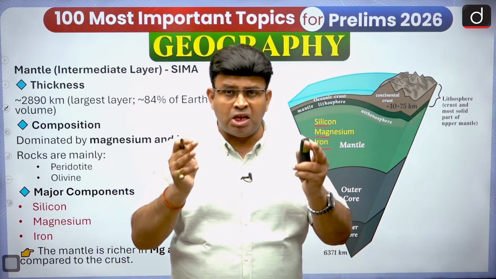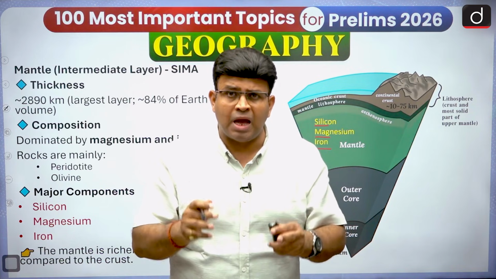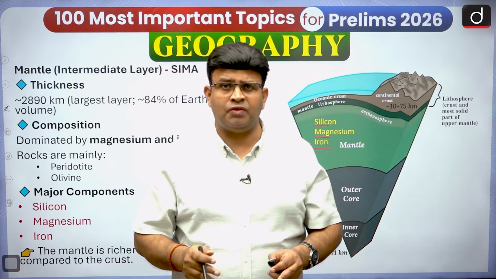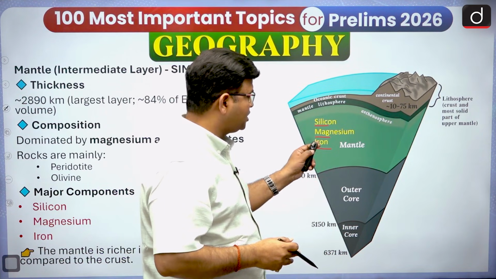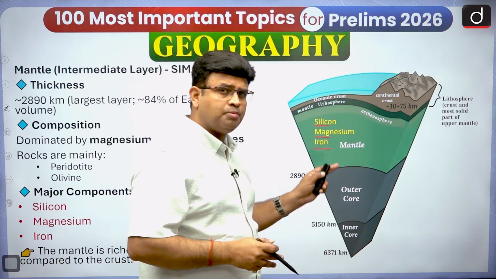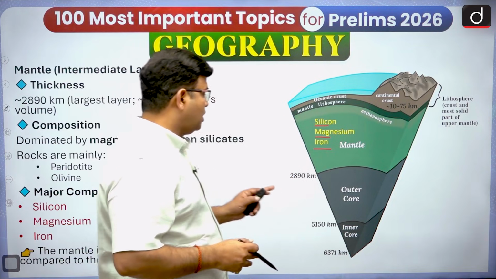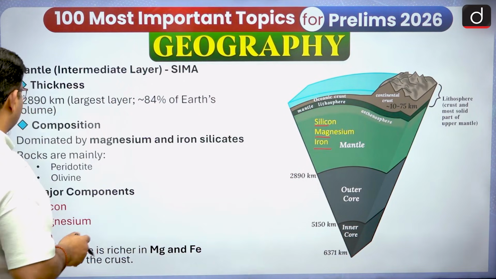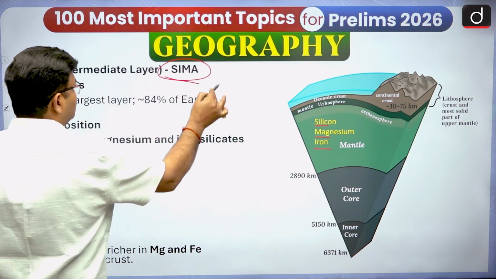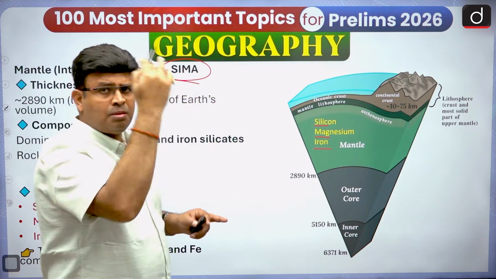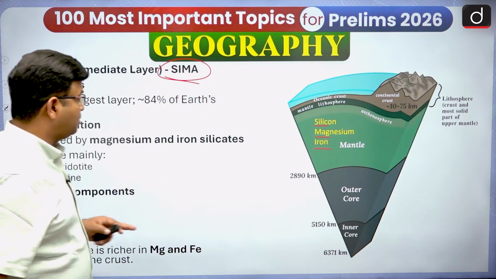And as we go down, the heavier things will be there: nickel and ferrous. So here in the mantle, we can say that silicon, magnesium, and iron are more, and on the basis of that it is also known as SIMA. The oceanic crust is also SIMA. Here the mantle is also considered SIMA.